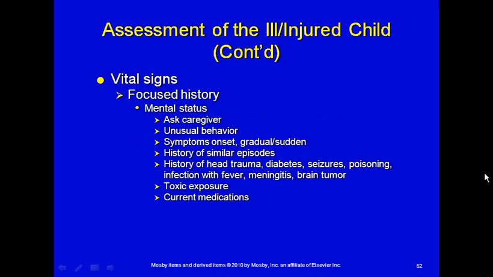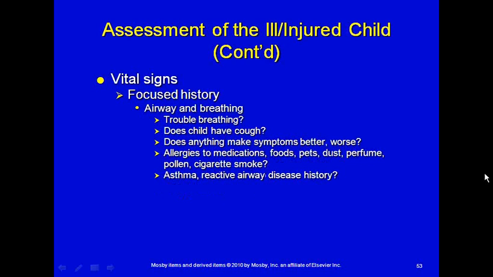As far as the focused history goes, you can determine their mental status by asking a caregiver, is this their normal behavior, particularly if it's a very, very young child or an infant, or is this behavior unusual for them? Try to determine symptom onset. Was it gradual or sudden? Get a history of similar episodes. Did they bump their heads? Do they have a history of diabetes, seizures, poisoning, infections, any sort of fever, any possibility of meningitis or brain tumor? Have they been exposed to a toxin? What current medications are they taking?